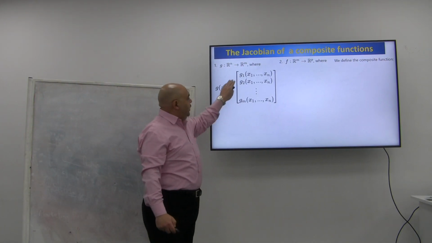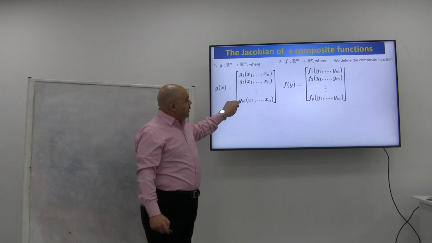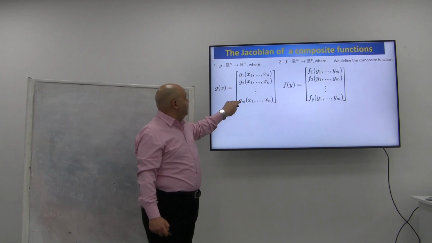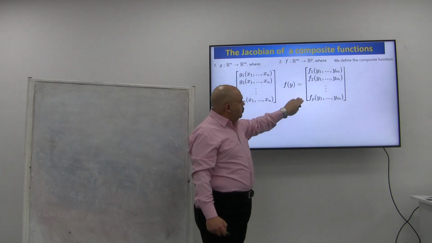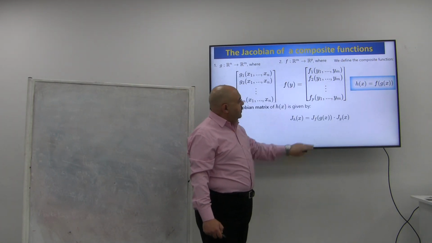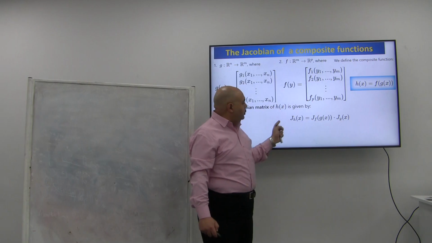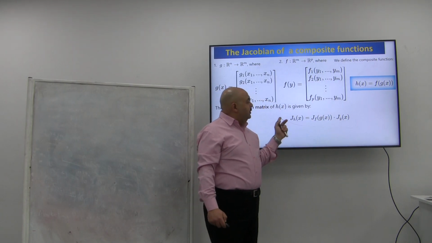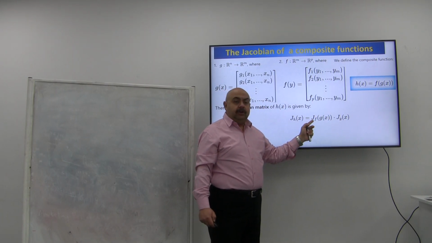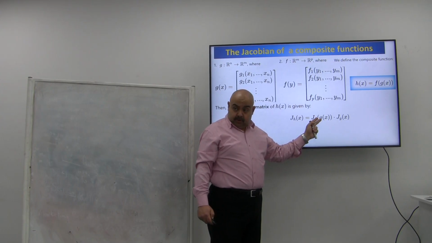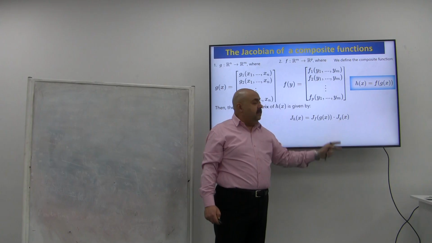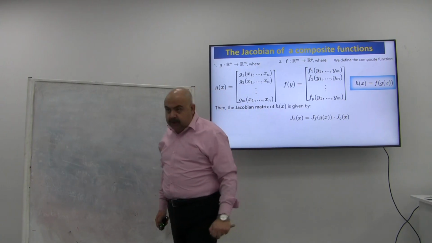This is g of x, as I told you, a function of n variables. That's the composition I'm telling you about. That's the law: I get the Jacobian of the outer function, then do the replacement through g of x, times the Jacobian of the interior function.